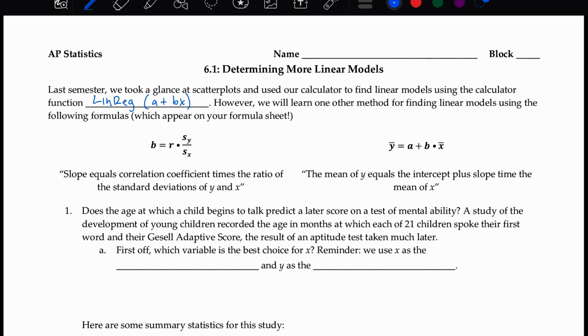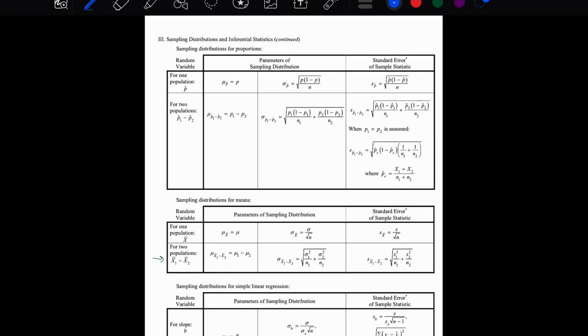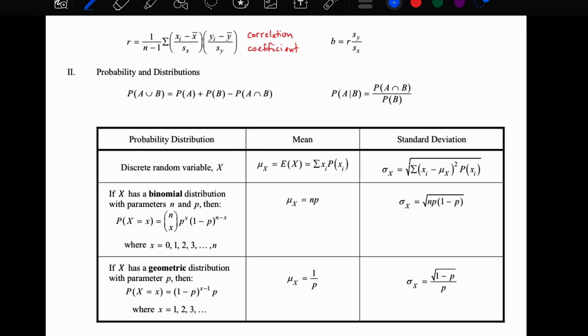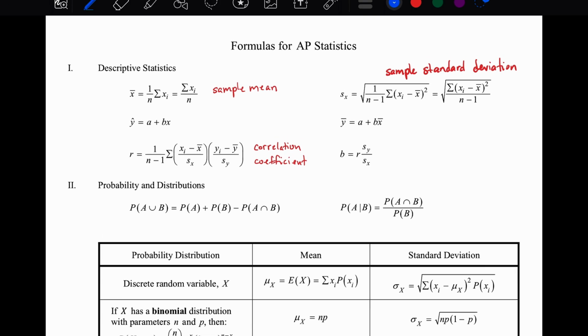You don't have to memorize them. They are on your formula sheet. Let's go over to the formula sheet really quickly. So this is page 2, page 1, and we can see right here we have these two things for our linear regression problems. These two formulas are going to be our helpful thing to work with today.